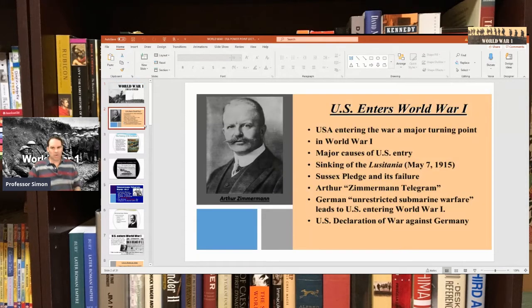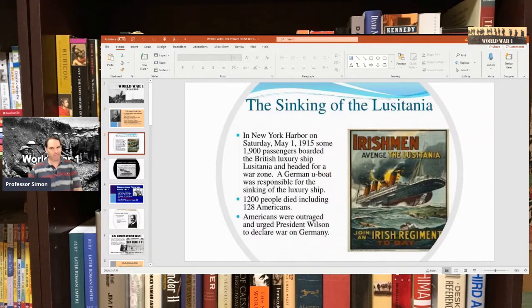So I've got a slide here. Those are the main two things that really propelled us into the war. They had the Lusitania incident, which I'll talk about first today, and the Zimmerman telegram was the other thing that happened as well. Let's talk about the first, the sinking of the Lusitania, which was a major incident in World War One that caused a lot of problems for the United States.